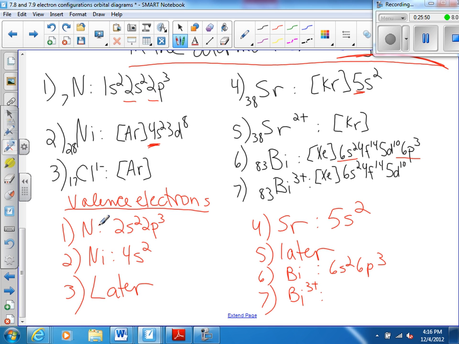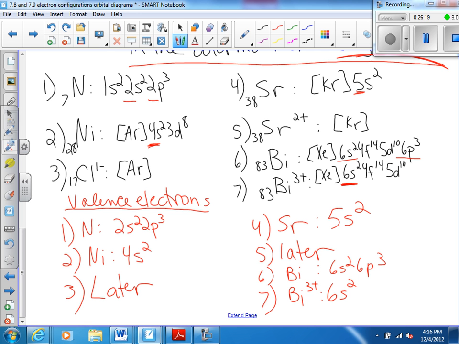So for bismuth, the highest shell number is shell 6. I don't include my 4f's or my 5d's. It's just 6s2. Do you notice something about all of these? What are the only kinds of orbitals that can be in the outer shell? S's and P's. We never include D's or F's because they always go into an inner core shell.